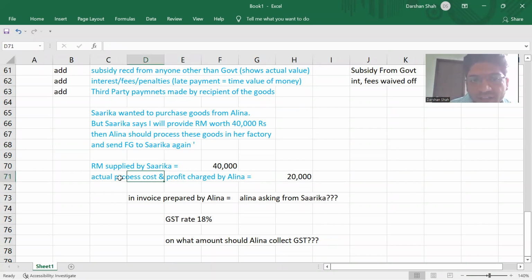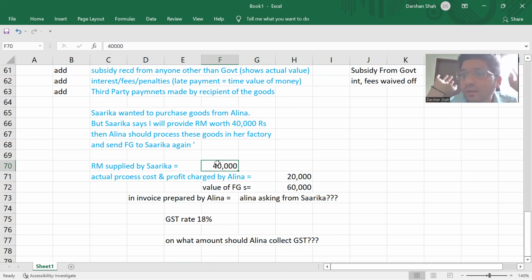Now, even though Alina is just processing the goods, the actual value of finished goods is how much? Market value of finished goods is 60,000. And from that 60,000, 40,000 has already been supplied by Sarika. Doesn't matter. Government says it doesn't matter. Even though the actual bill charged by Alina to Sarika is only worth 20,000, the value of goods is not 20,000. Value of goods is 60,000. Then Sarika will say, but that 40,000, I am only supplying. She is processing it and returning me those goods.